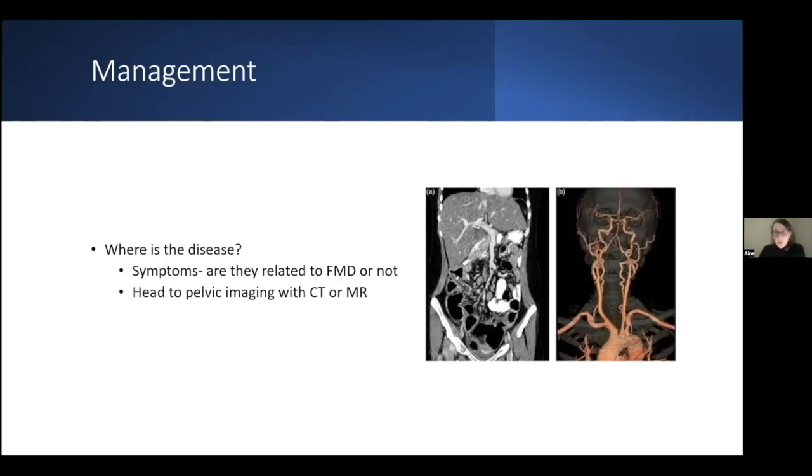So it's really important to do head to pelvic imaging with either a CT or an MRA, again, to see where the disease is, if there are arterial manifestations elsewhere, and also to try and manage some of the patient's symptoms. Here on the right, you see a head-to-toe angiogram looking at both the cerebral vessels, the chest vessels, the pelvic vessels, and the vessels going into your legs.